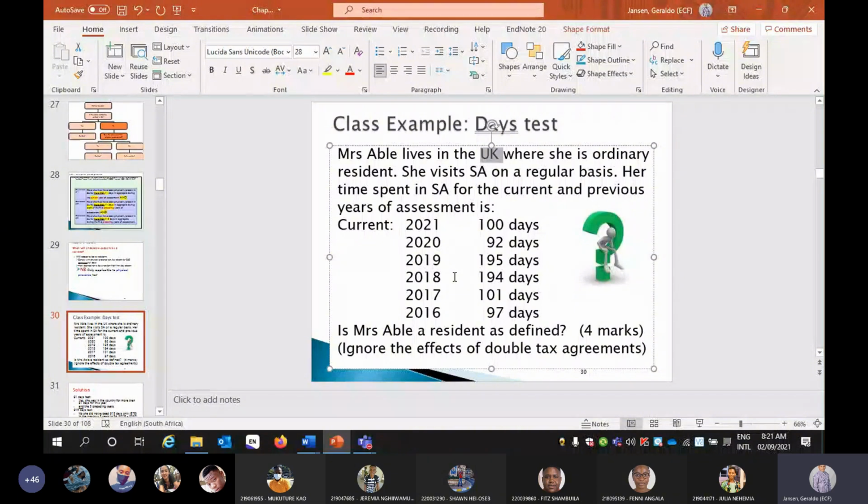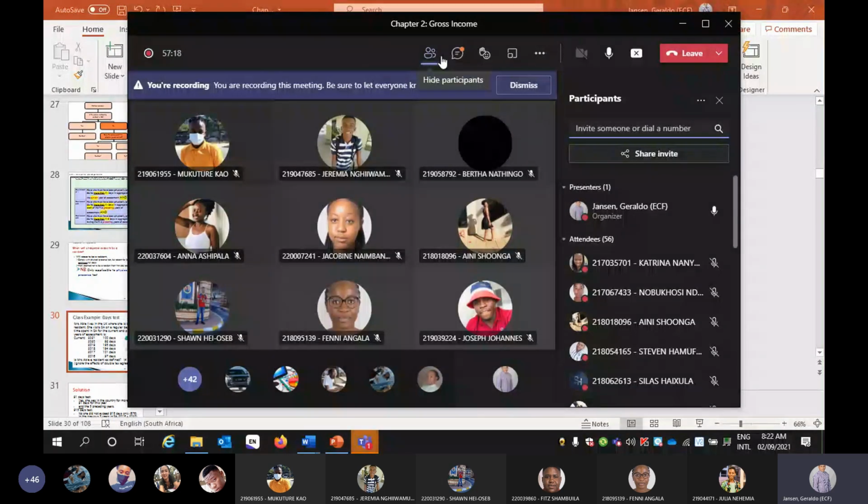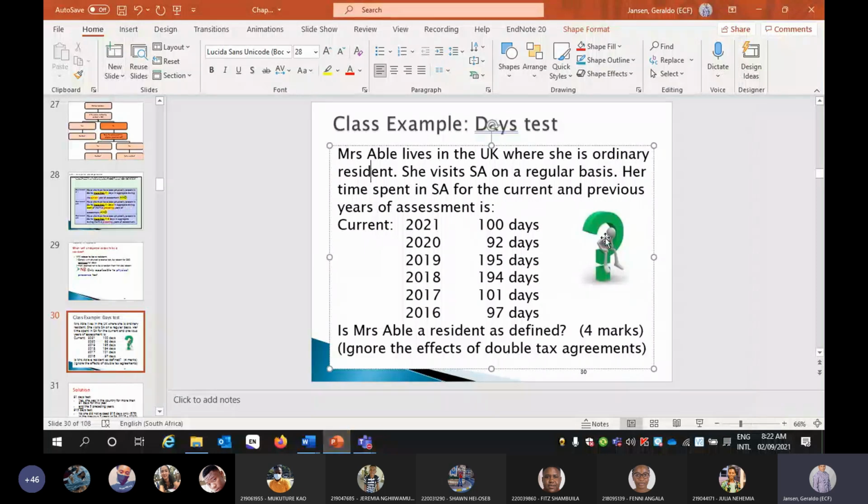So, okay, they already tell you apparently she's ordinary resident, but we will then continue to say, but is she resident in South Africa for tax purposes? So let's continue. She visits South Africa on a regular basis. Her time spent in South Africa for the current and previous year of assessment is, so they tell you that the current year is 2021, so we will just work with that. 100 days, 2020, and they gave us all that information.